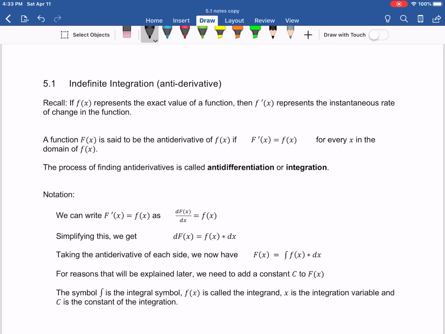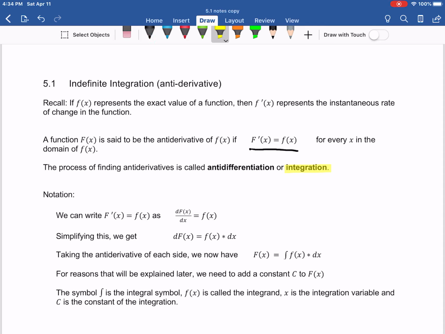Next, let's say that big F of x is said to be the antiderivative of little f. That means that big F prime of x equals f of x. Big F prime equals little f. Once again, big F is the antiderivative of little f for every x in the domain of f of x. The process of finding an antiderivative is called antidifferentiation, or for short, we're going to call that integration. Integration is the same as antidifferentiation. It's the opposite of taking the derivative.